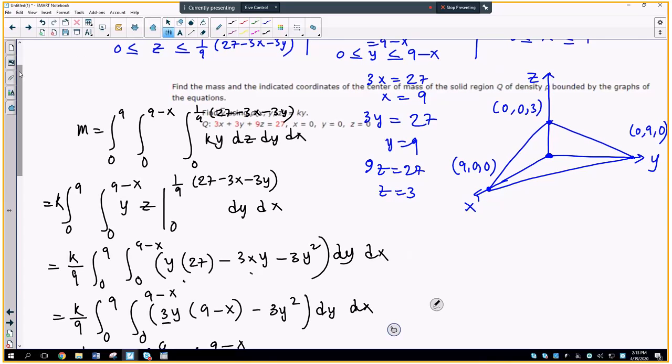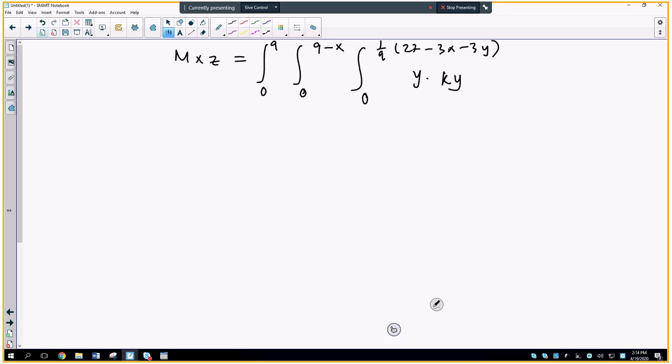So what I do, I go ahead and do the integration one more time. The good thing is that the limits are worked out. So I first find mxz, and if you remember, the formula tells you, you will do the integration from 0 to 9, 0 to 9 minus x, 0 to 1/9 times 27 minus 3x minus 3y. You will multiply y with the density function and integrate with respect to z, y, and x.